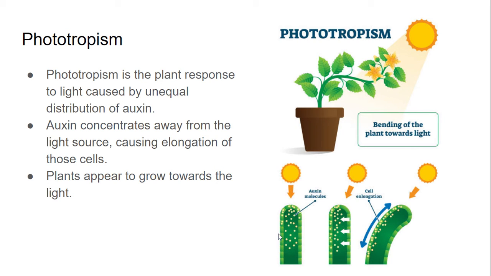So based on this picture down at the bottom, you can see all of these auxin molecules. So these are the hormones that are decently spaced out. Well, when the sun is shining on it, they actually start to move away from the sun. And we know that one of the effects that auxin can have is cell elongation. So these cells that have all of this concentrated auxin are going to start to elongate. So it's not necessarily that the plant is growing towards the light, it's that the certain cells where the auxin is are just elongating, causing it to appear as if it is growing towards the light.